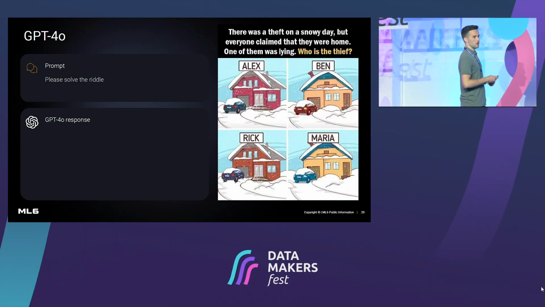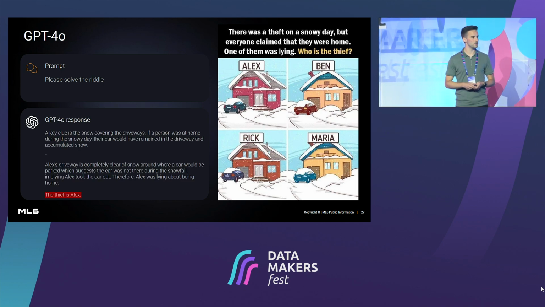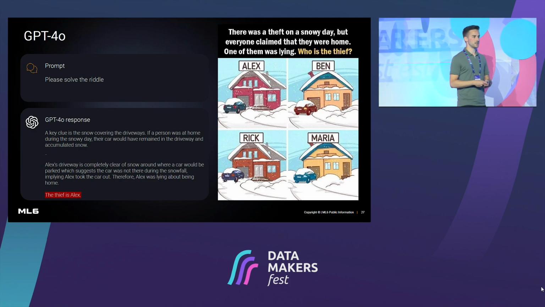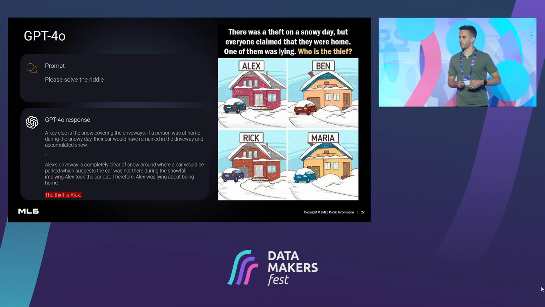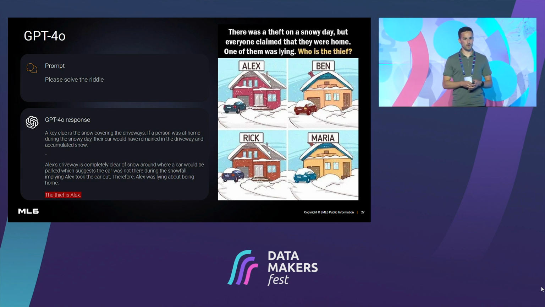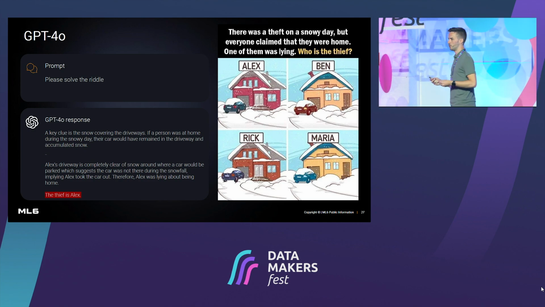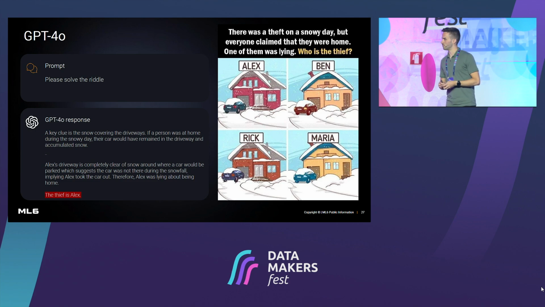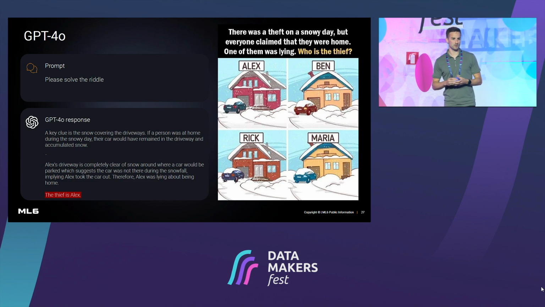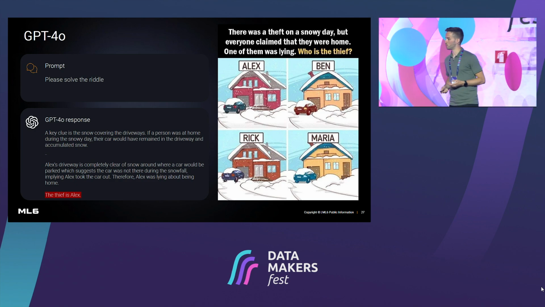But I wondered, okay, GPT-4o, will it be able to give me the answer? Fortunately, not. It says Alex is the thief, and I was really surprised by the complete nonsense of an explanation it gave me. It mentioned something about the entire driveway being clear of snow and some other things that are just completely not true. It just picks an answer and then comes up with whatever it wants to back that answer. Okay, no problem. There's still 2 other models we can try.